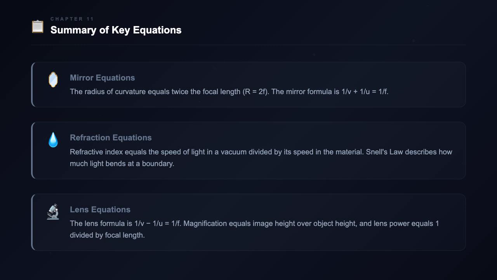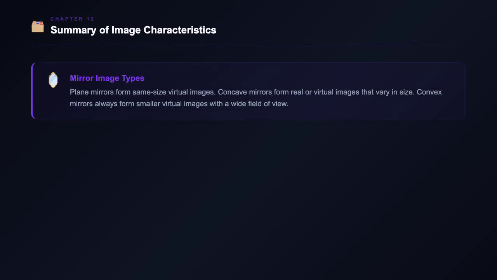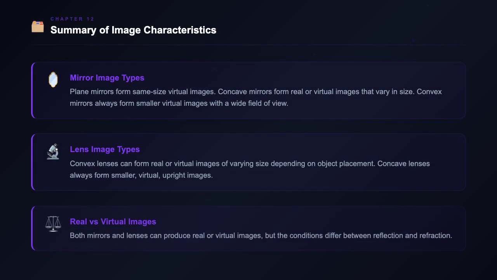Snell's law describes how light bends when passing from one medium to another. For lenses, the formula is 1 divided by v minus 1 divided by u equals 1 divided by f. The power of a lens is the inverse of its focal length. Mirrors and lenses form images differently.